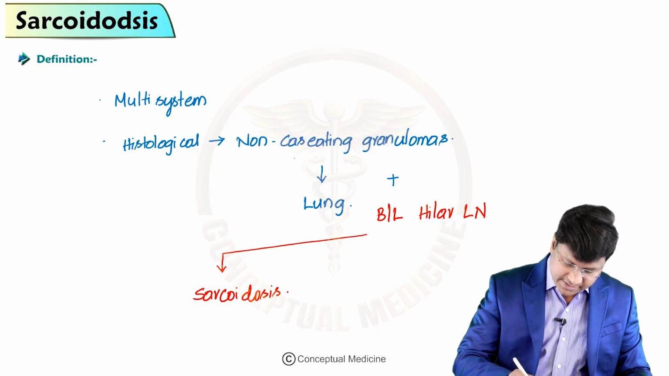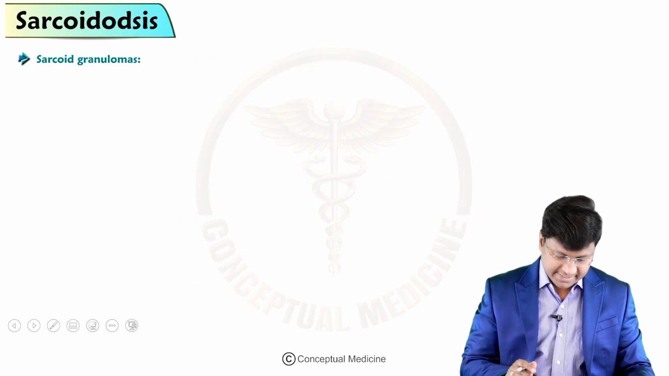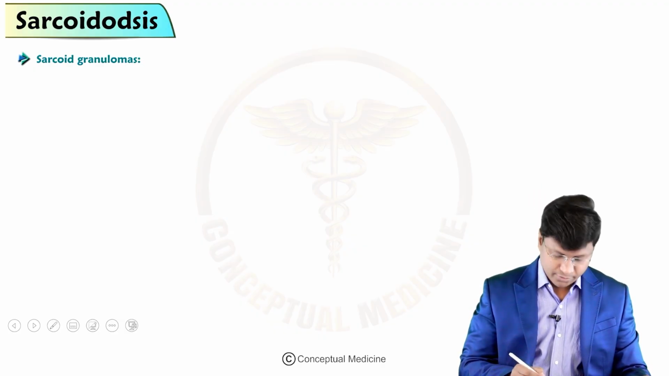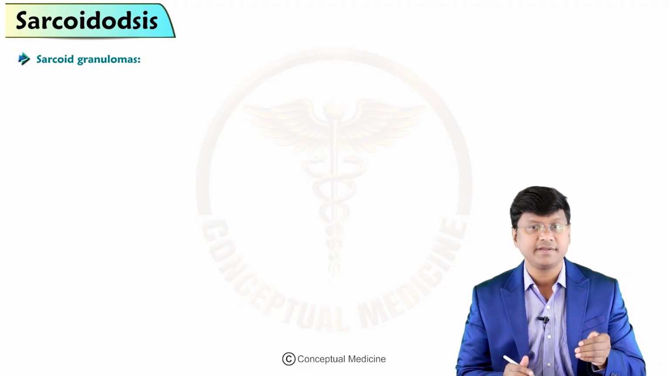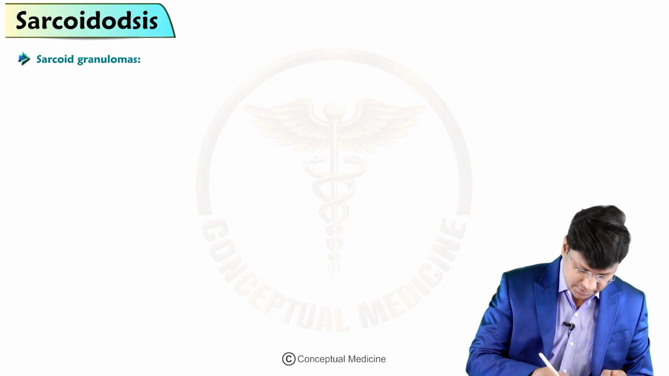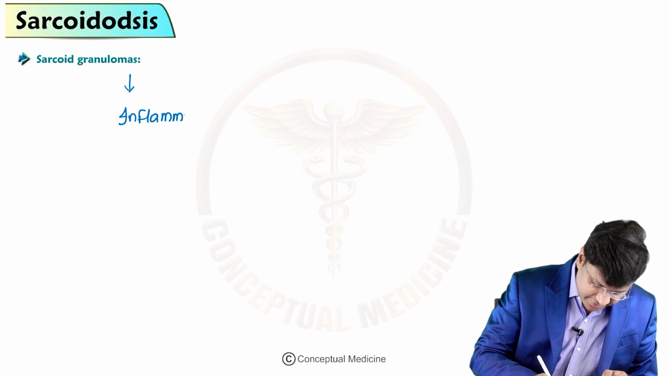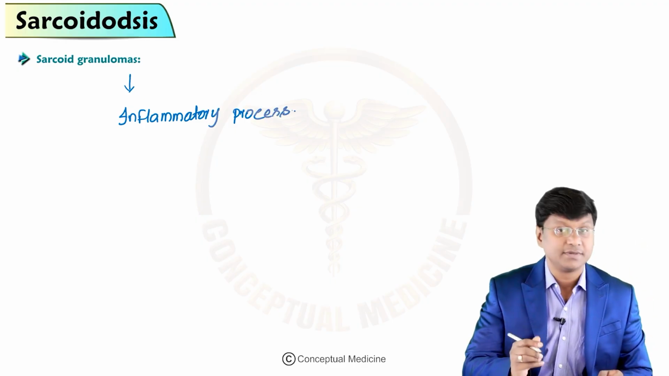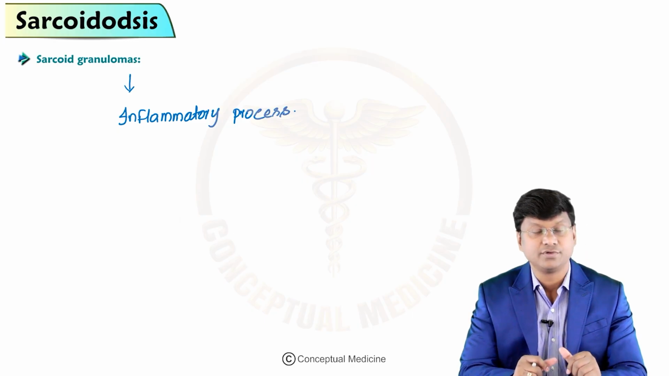Now, what is this sarcoid granuloma made up of? Basically, the sarcoid granuloma is formed as a part of the inflammatory process. The inflammatory process in sarcoidosis is the one which is responsible for the development of the sarcoid granuloma.